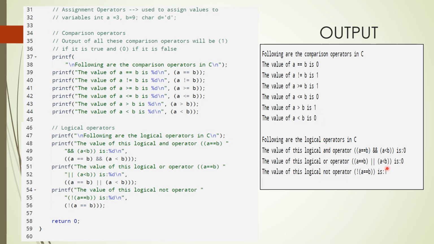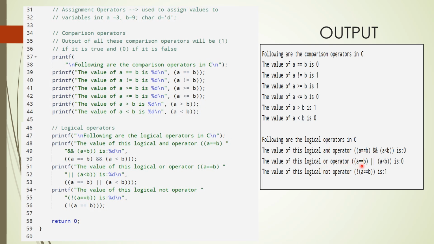Next is the logical operator. See, a double equal to b and a less than b. A double equal to b is actually 0, and a less than b is actually 0. Both are 0, and hence it's 0. Even if this is 0 and this is 1, if we replace it by a greater than b, the answer will also be 0. Why? Because both should be non-zero values.